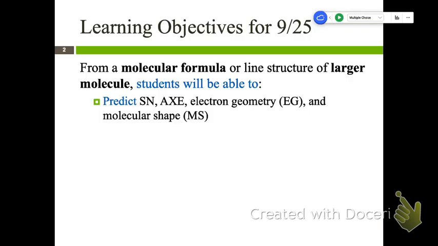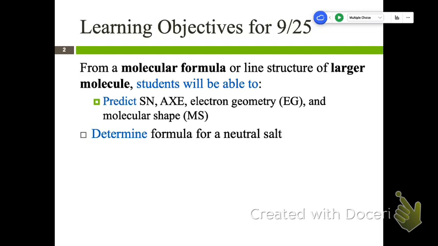This is some of the stuff we were doing before, right? If you look at a molecule, or an atom in particular in a molecule, I want you to be able to predict steric number, AXE notation. From that, we can determine the electron geometry and molecular shape. And without that, we can't do the next step, and that's polarity.